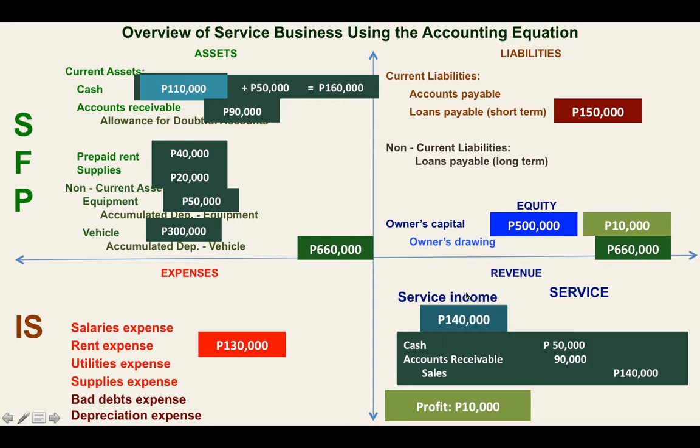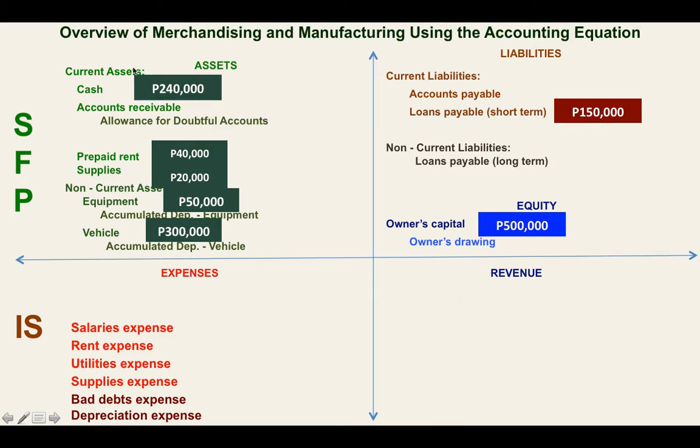Okay, class, I want you to recall first what we have learned from basic accounting. Now, class, we are going to have an overview. We will discuss the overview of merchandising and manufacturing. Okay, so this is our example. We have invested 650,000, and we have already made certain procurement of the things that we will be needing for our operations.